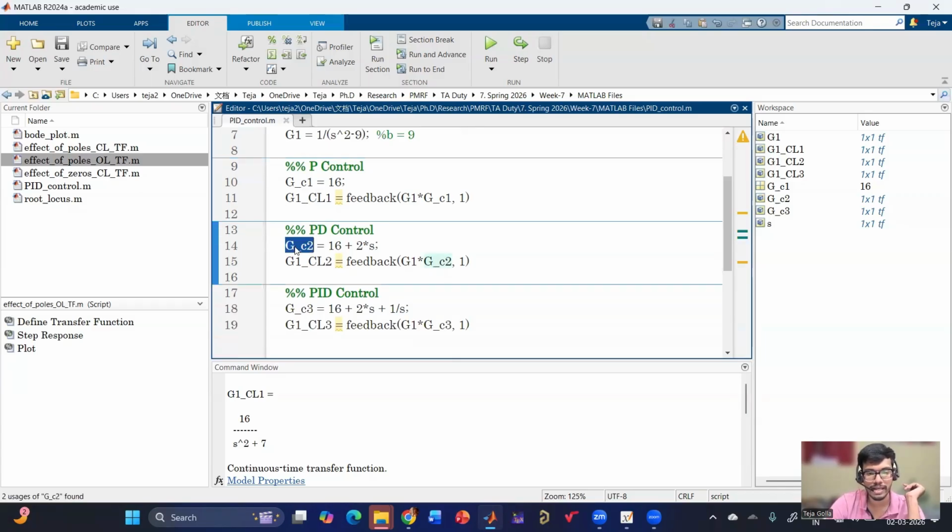Where GC2 is my PD control. This will give me G1 into G closed loop. That is for the PD control. Is that clear? Saurabh?